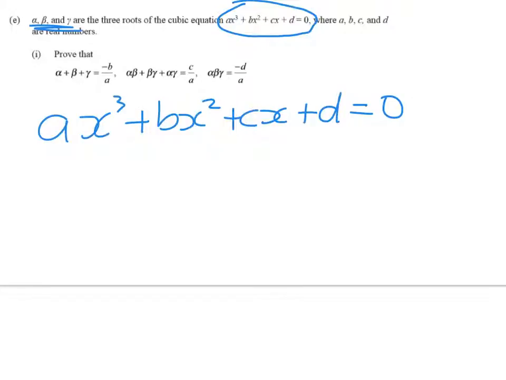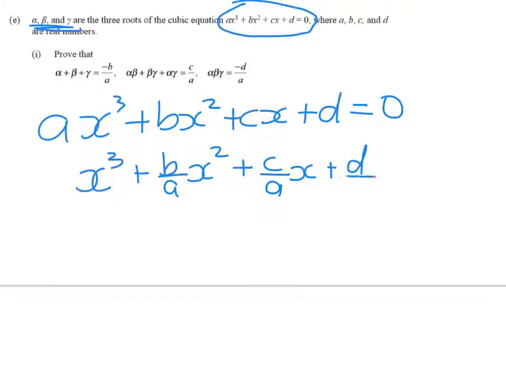So right at the outset, I'm going to just divide everything through by a, so that I've got an x cubed. Now I don't have to do it this way, but that's how I'd think about it. It's always nicer, or just about always nicer, to have your coefficient of your leading term being 1. Right, so that's what we're working with.